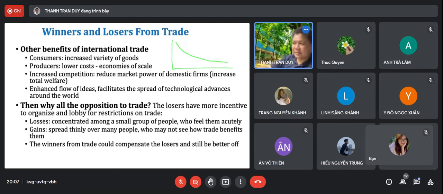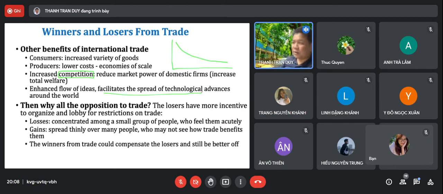And economists love this one. Economists love competition because competition is an incentive for improvement. Competition is an incentive for innovation, and therefore there will be more products and services at lower prices. And especially we facilitate technology, ideas, and everything. So international trade brings more benefit than cost.